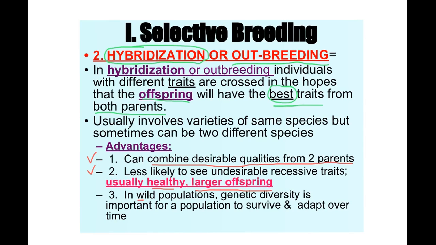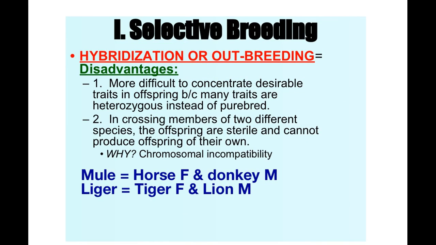And in wild populations, when you outbreed, you're increasing genetic diversity. So you're making all the individuals in the population a little bit more different, and that is important for those populations to survive and adapt over time, and that's what we're going to go on in when we get into evolution later this week. And now some disadvantages of hybridization or outbreeding.